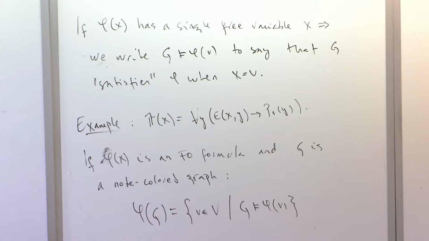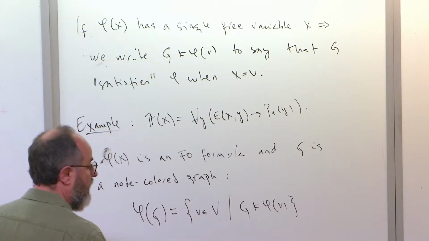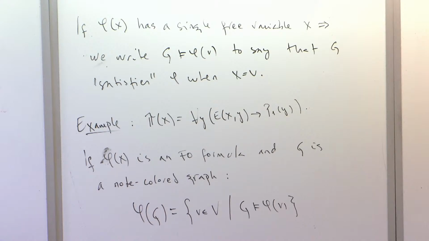All right? Any questions so far? No? And phi of G can be empty. Phi of G can be empty, yes, if no node satisfies it. It can be the full unary relation, it can be empty, yes.